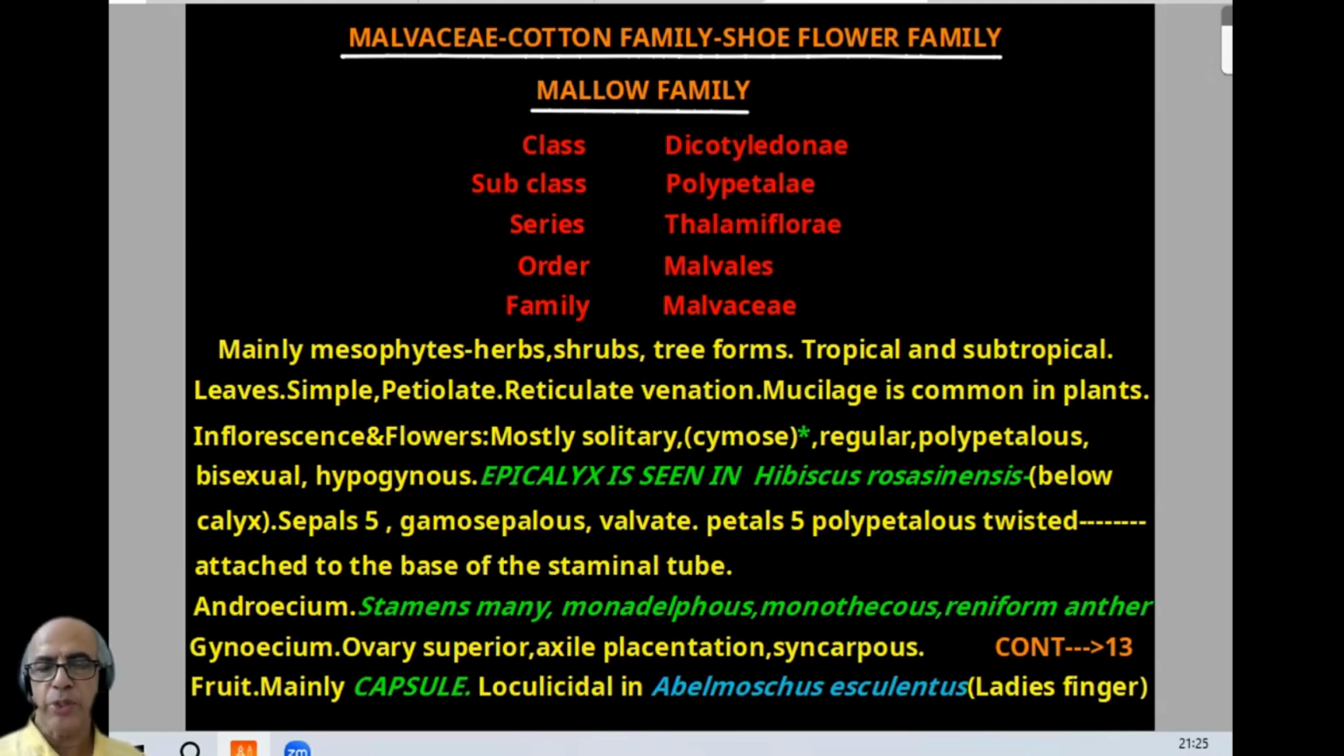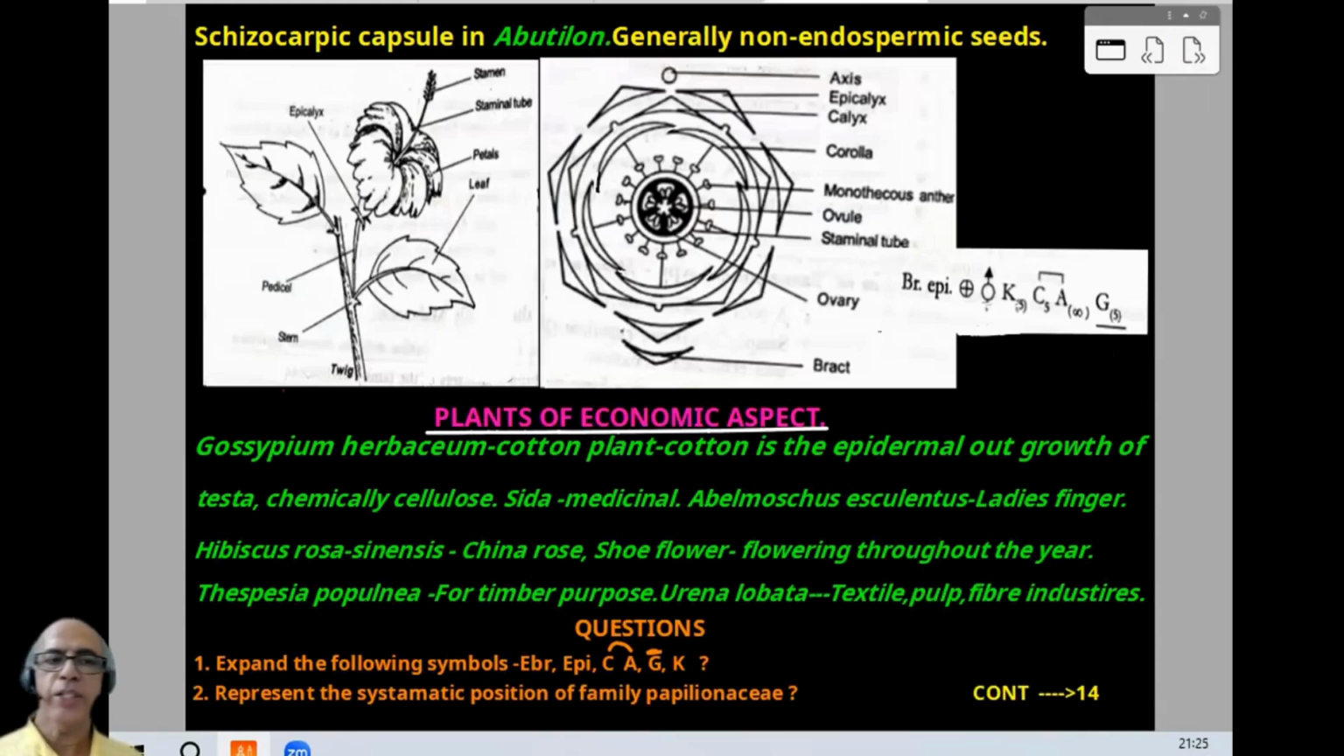Fruit is mainly a capsule. It is a loculicidal capsule in Abelmoschus esculentus, commonly called lady's finger. Another type of fruit is the schizocarpic capsule in Abutilon. Generally non-endospermic seed. This is the typical twig with the flower, and the floral diagram and floral formula.